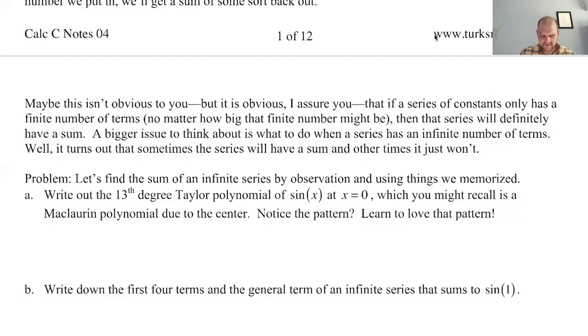So let's see what we got on this page. So I mentioned it last time. Maybe it isn't obvious to you, but if a series only has a finite number of terms, it could be a trillion terms, but a finite number, then it definitely has a sum. You can add up a finite number of things. You just add the first two, get a number, and then add the next one to that, add the next one to that, and you just keep going, right? So a finite number of terms will definitely have a sum.